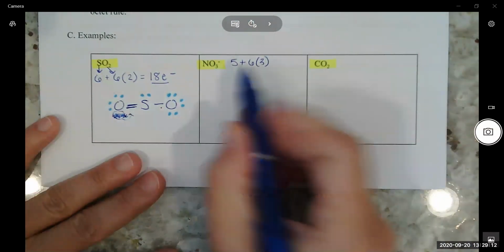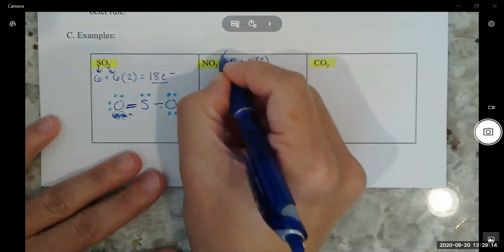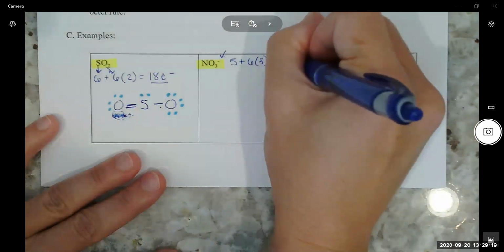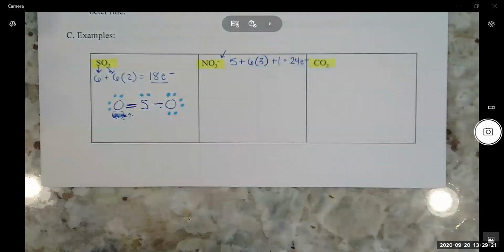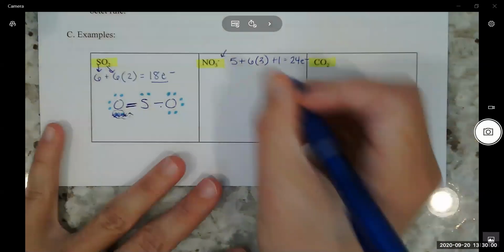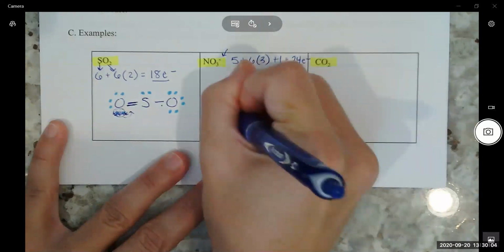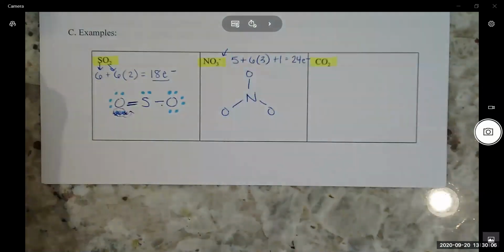So that's 18 plus 5, 23. And then the fact that there's a negative charge right here means that there's an extra electron. So I have to add one more to get my total number of electrons for that particular diagram. And now from here, everything is going to be the same. I'm going to start with my nitrogen in the middle. I'm going to connect everything with a single bond. So that's step 1 and 2.